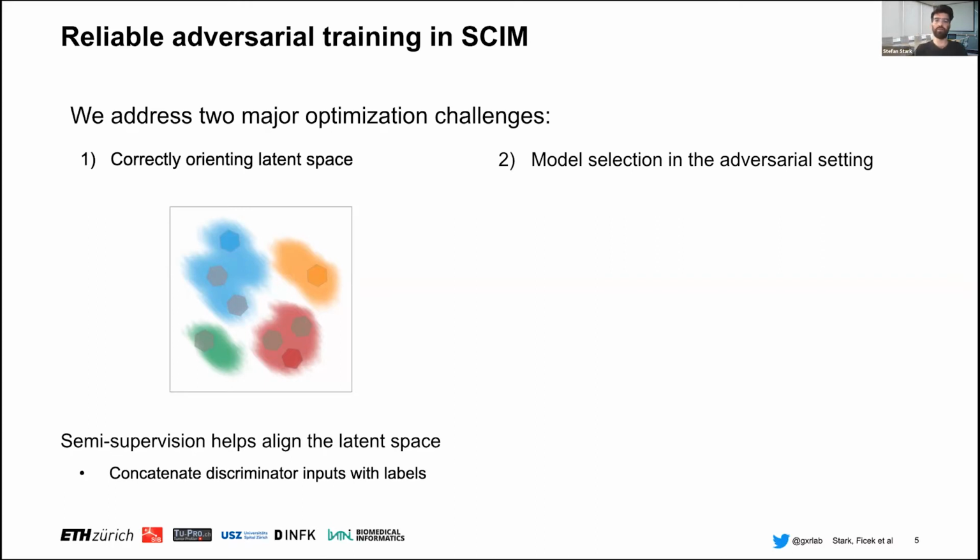So the second challenge we address is model selection under adversarial training. And this is in general not straightforward. So in adversarial training, the practitioner is not afforded some value, like the negative log likelihood, that can be used to select the best parameter settings. And so tuning a model becomes difficult. And often you need to use qualitative inspection or domain-specific metrics to measure how your model is performing.